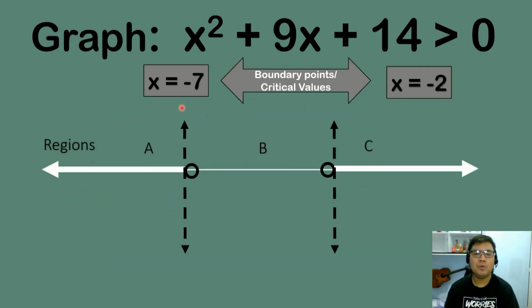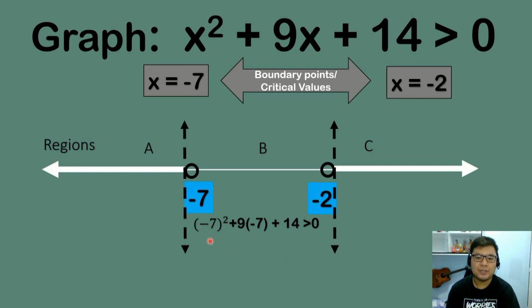So after nating makuha yung boundary points natin or critical values using the factoring method, so yung x is equal to negative 7 and x is equal to negative 2, i-graph natin para makita natin yung ating solution set. So makikita natin dito, this one will be negative 7 and this one will be negative 2. Ang gagawin natin dito is we will substitute negative 7 with our inequality x squared plus 9x plus 14 is greater than 0 para matest natin kung masasatisfy natin yung equation natin.